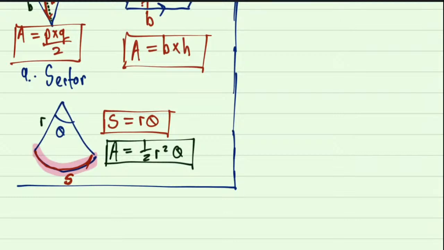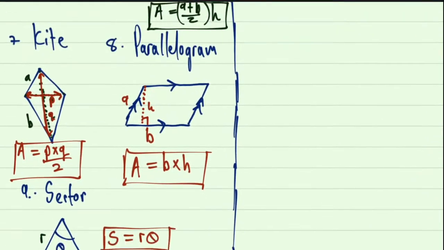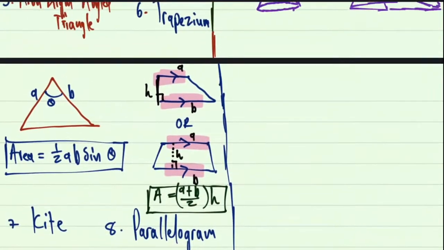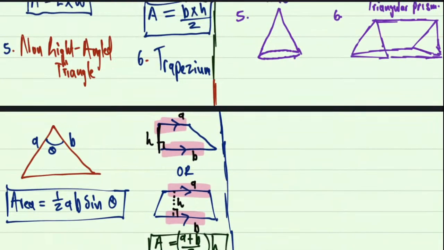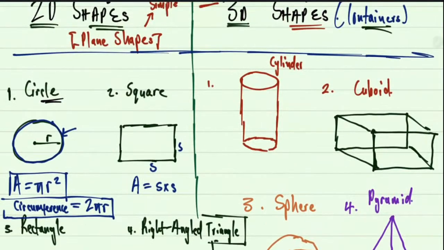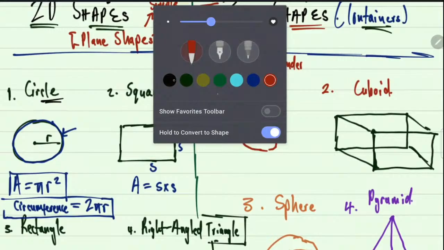I'll be so proud of you. You should practice parallelogram, kite, trapezium, non-right angle triangle. These are deadly. Practice them. Then you come here to cylinder now. You now come to cylinder.